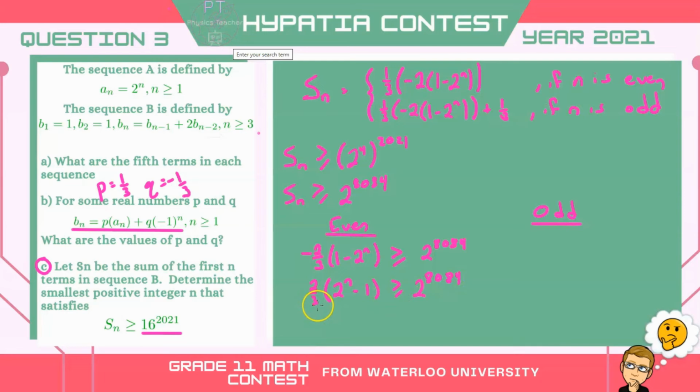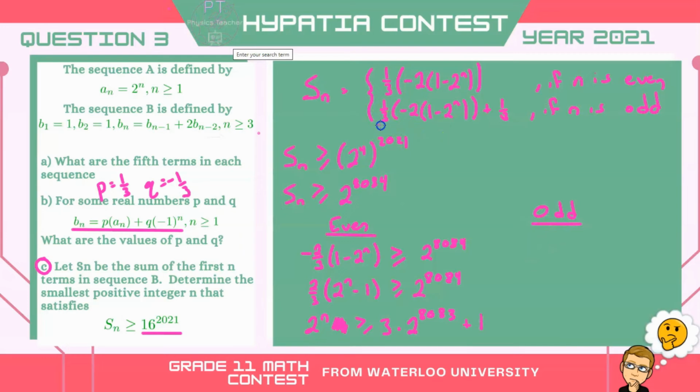If we multiply by 3 and divide by 2, we have 2 to the n minus 1 is greater than or equal to, so multiplying by 3, and if we divide by 2, we simply subtract 1 from the exponent. So we have 2 to the power of 8,083. And then what we can do is just simply add 1 to both sides.